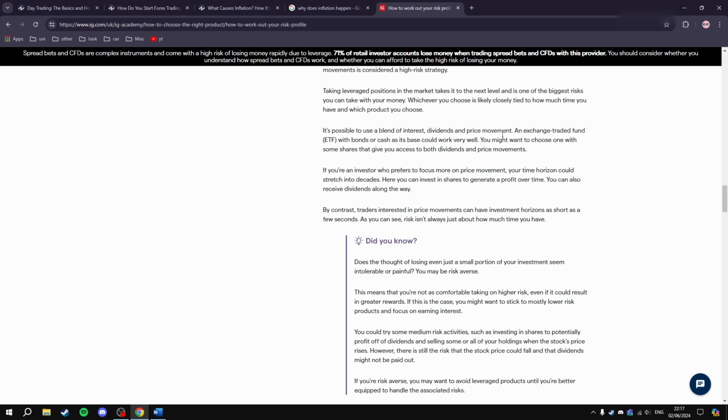Whichever you choose is likely closely tied to how much time you have and which product you choose. It's possible to use a blend of interest, dividends, and price movement. An exchange-traded fund, ETF, with bonds or cash as its base could work very well. You might want to choose one with some shares that give you access to both dividends and price movements.